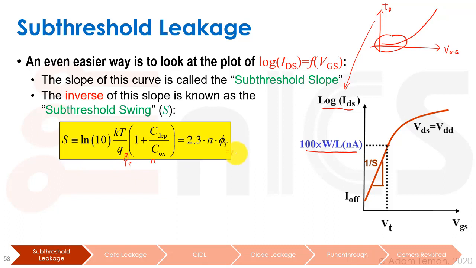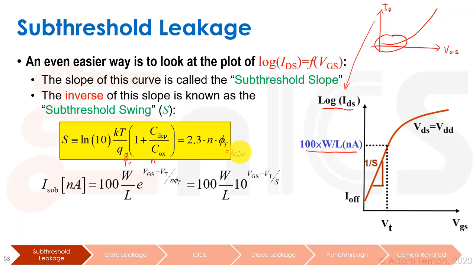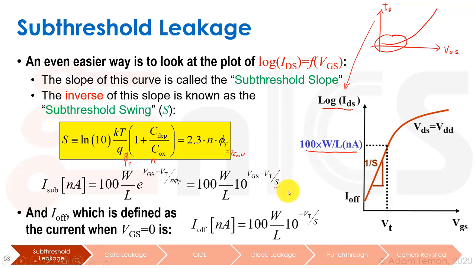Remember, Vt equals 26 millivolts at room temperature. Okay, so that's going to be the definition of S, and then we can rewrite our model from before. If the subthreshold current in nanoamps was 100 W over L e to the power of (VGS minus VT) over nVT, we can then substitute with S, and we get rid of the e, and it becomes 100 W over L 10 to the power of (VGS minus VT) over our new parameter S, which replaced our nVT from before.